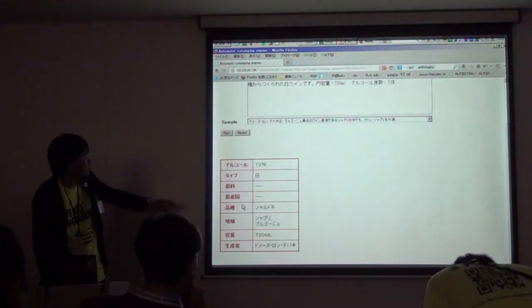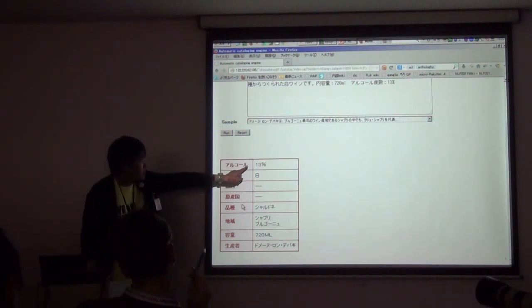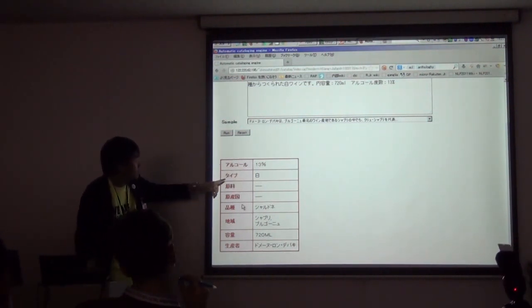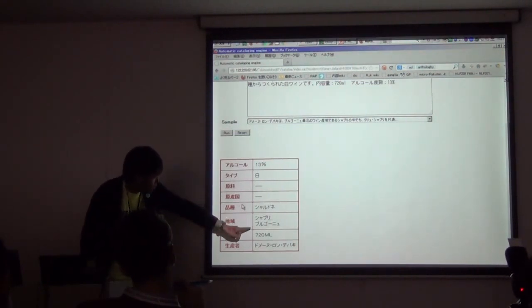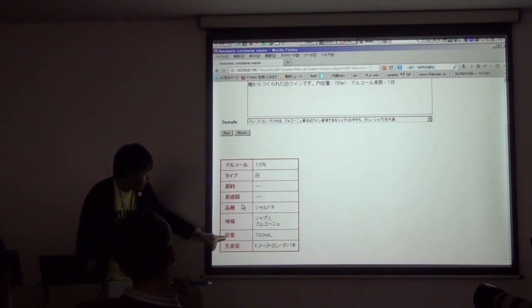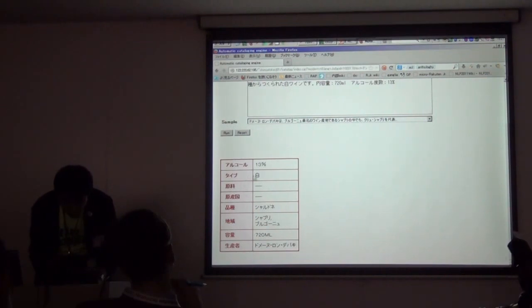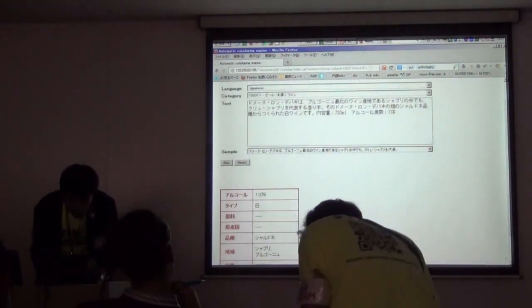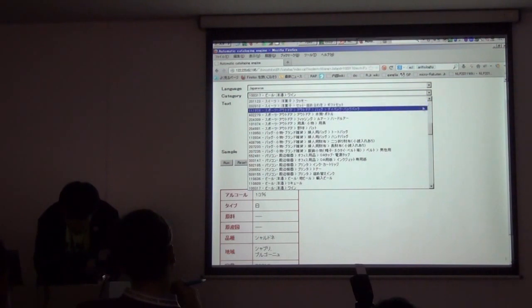From this sentence, the system outputs 13% as alcohol, white as the wine type, Chardonnay as the grape variety, Chablis and Bourgogne as the production area, 720 milliliters as the volume of wine, and the winery as Domaine Long Table. This system is not only for wine. We can extract the product information for other categories.